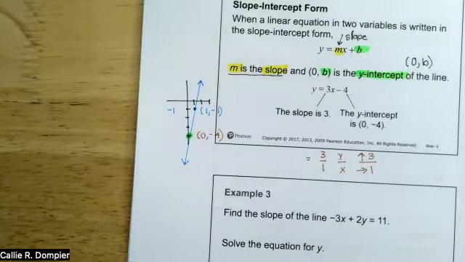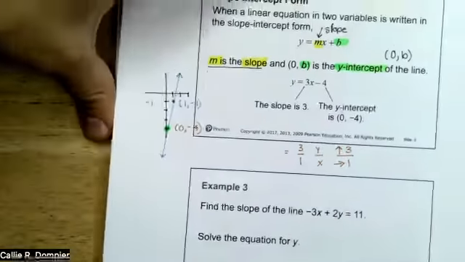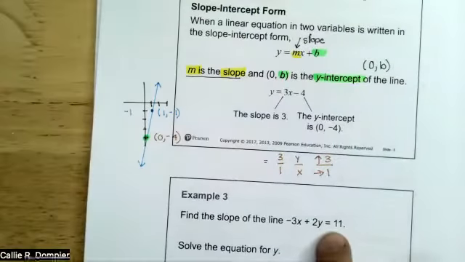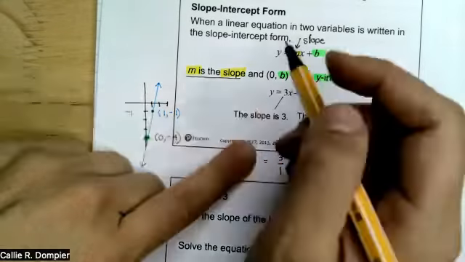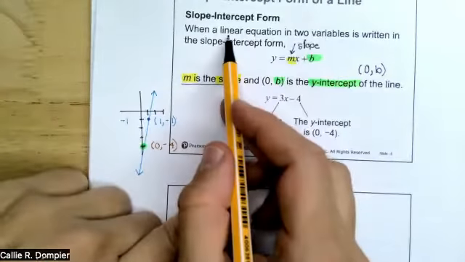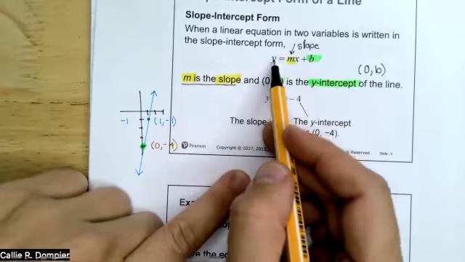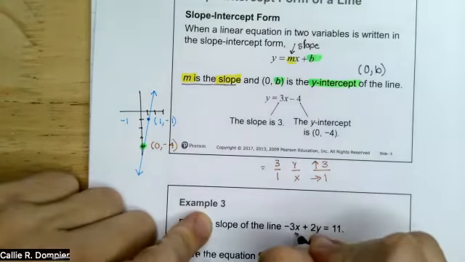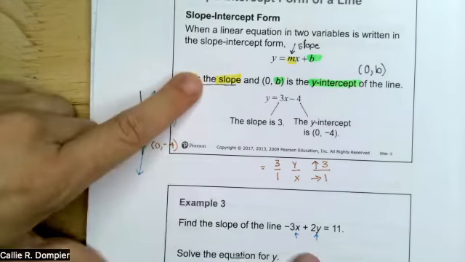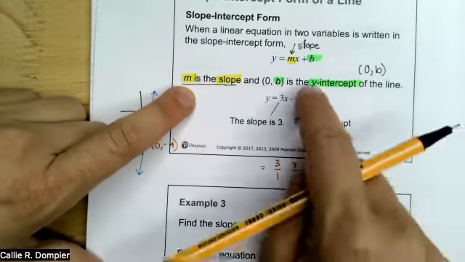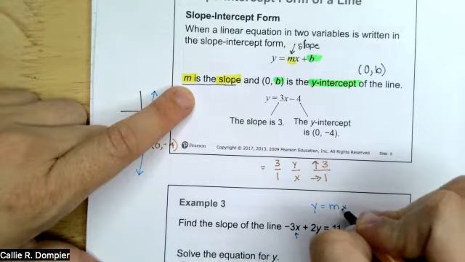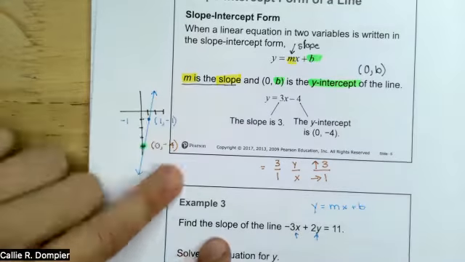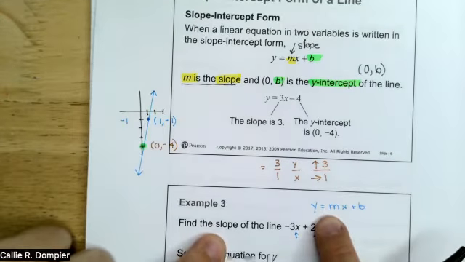Good. All right. Now example 3 wants us to find the slope of the line -3x plus 2y equals 11. We don't have points. Now we just have one equation, a linear equation in two variables. Linear just means it's a line. Two variables means the variable y and the variable x. So here's my x, here's my y. If I have all of that information, I want to put it into this form, y equals mx plus b.